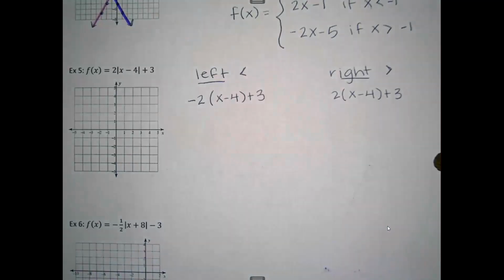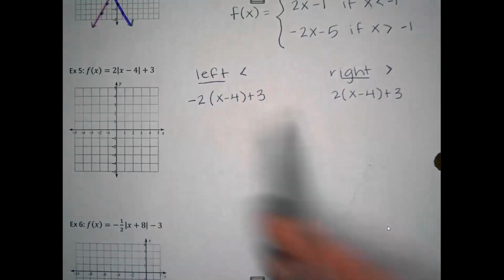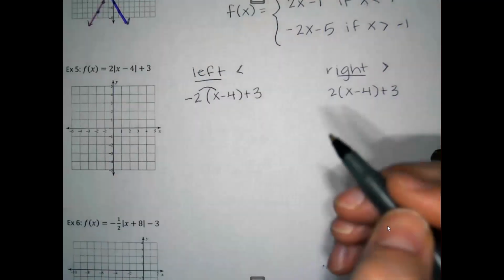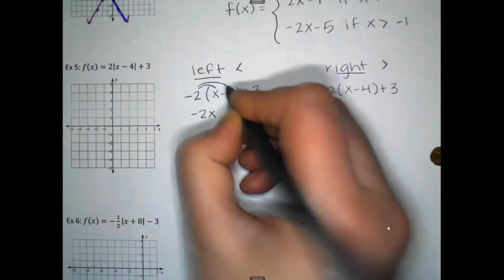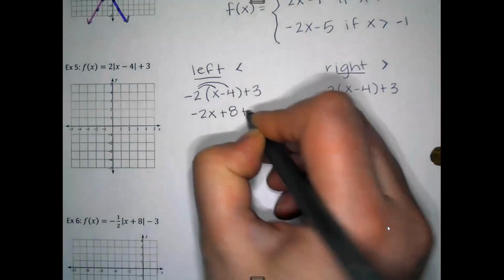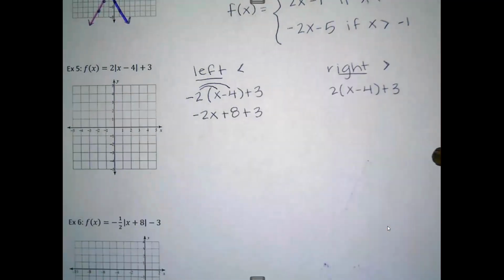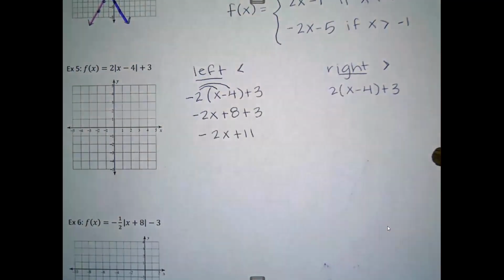All right, and now what should I do? Distribute. -2 times x is -2x, -2 times -4 is +8, plus 3. What's 8 and 3? 11. Right, Chris? 8 and 3 is 11. I had to yell into your dream to make sure you heard me.